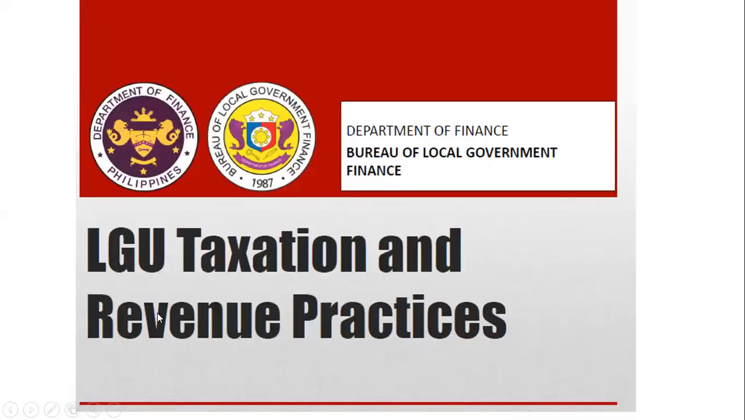So now let's go to LGU taxation and revenue practices. Now, this is under the Department of Finance. Remember, Department of Finance is the head agency of the BIR and Bureau of Customs, these agencies that collect taxes. Supposedly, LGUs are under DILG, right? Department of Interior and Local Government.